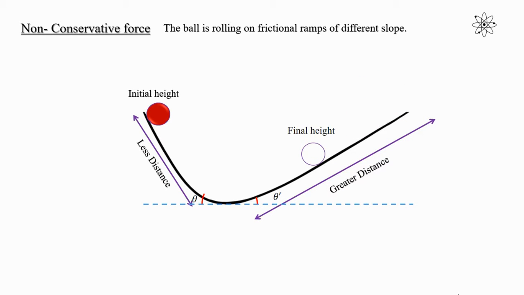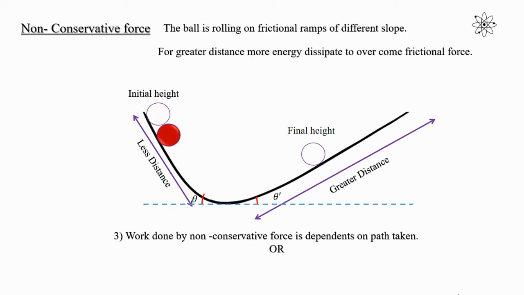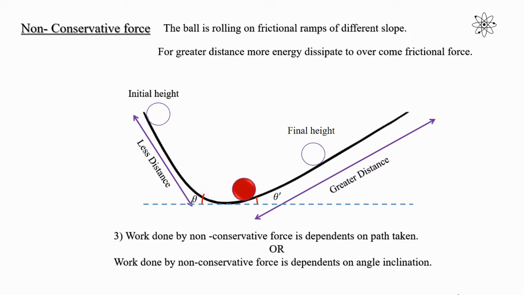Now here the ball is rolling on a frictional ramp of a different slope. The situation is the same, but you observe, student, the ball can't reach the same height. From this, you can see, student, for the greater distance, more energy is dissipated to overcome the friction force. So as more distance is covered, more friction it has to face, and more energy is dissipated to overcome that friction. From this, I can write: work done by the non-conservative force depends on the path taken, or work done by the non-conservative force depends on the angle of inclination.